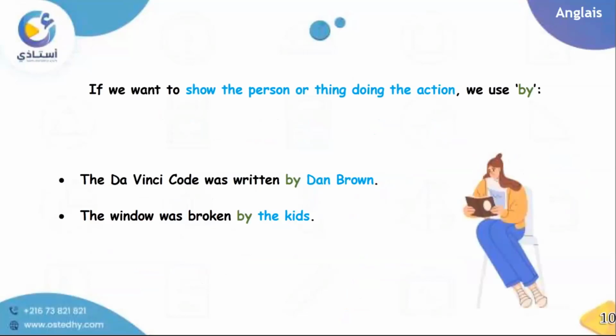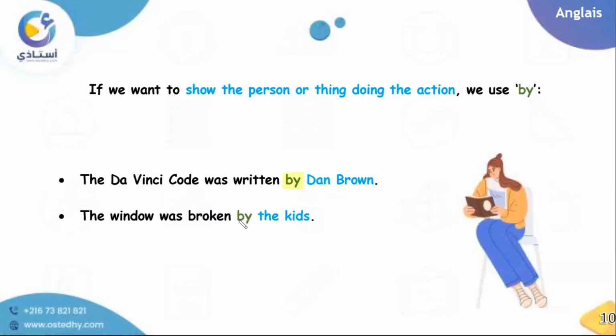Okay, one point to mention is that you can use by or you can just omit it. If we want to show the person or thing doing the action, or who has done the action, or which has done the action, we use by. For instance, we can say the Da Vinci Code was written. So here what's important is the action. If we want to say who did the action, we would say the Da Vinci Code was written by Dan Brown. And that's how or when we add by.